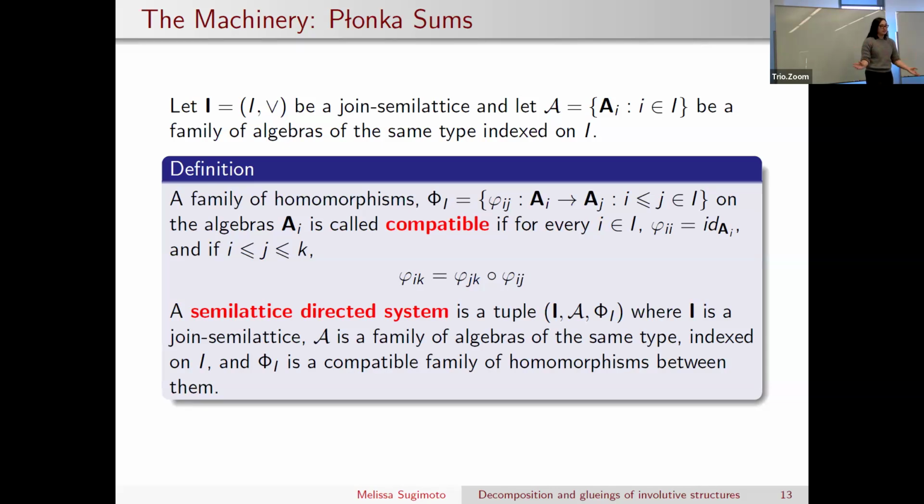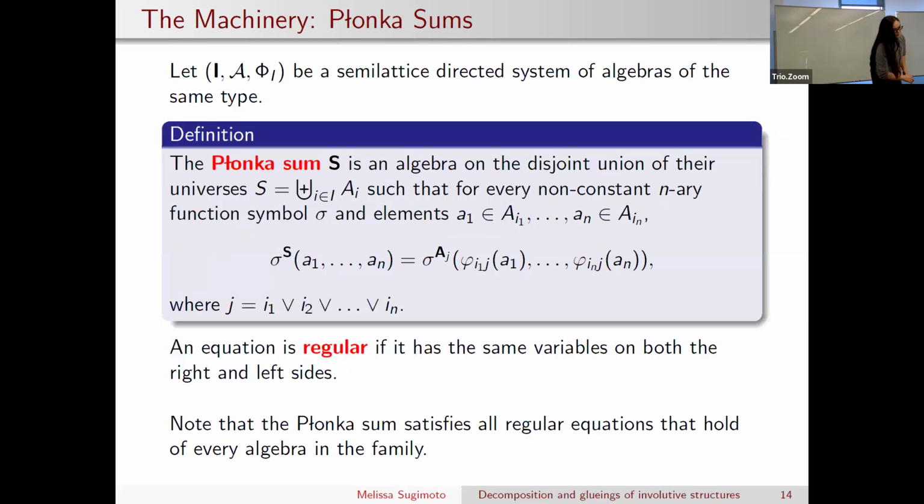So in total, put this all together, and a semilattice directed system is going to be a tuple with a join semilattice I, a family of algebras of the same type A, and a compatible family of homomorphisms between them. So these are all the ingredients we need to put together what's called a Płonka sum. And the Płonka sum is just going to be an algebra on the disjoint union of all of the universes of these A_i. And then we've got to define operations on this thing.